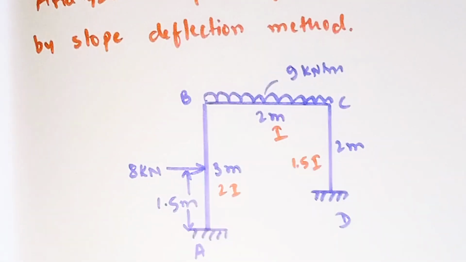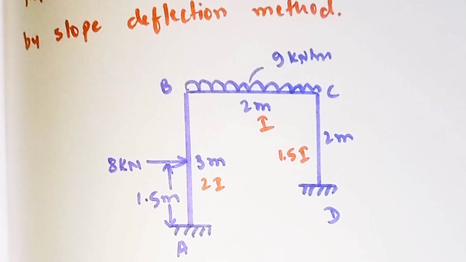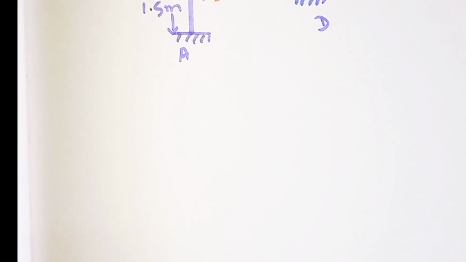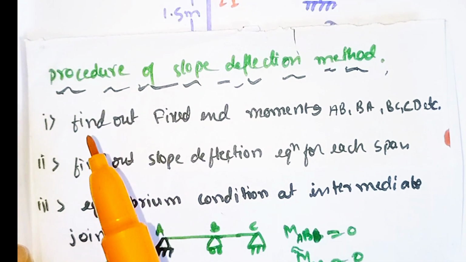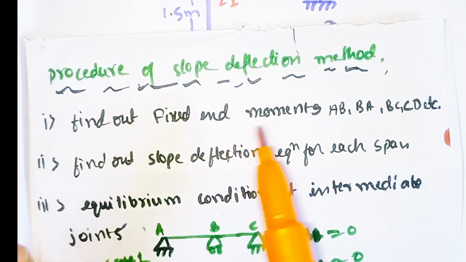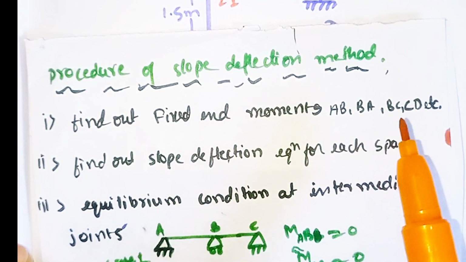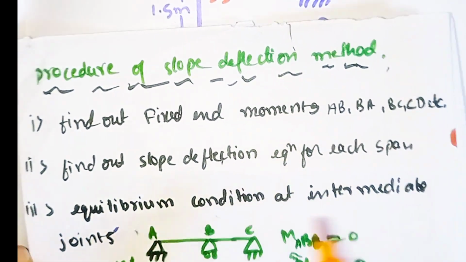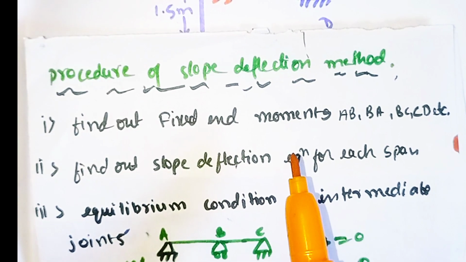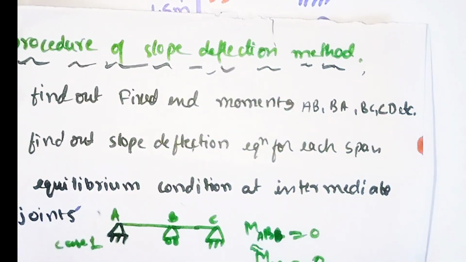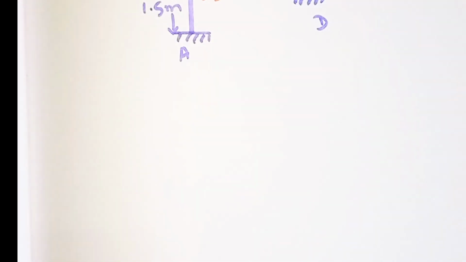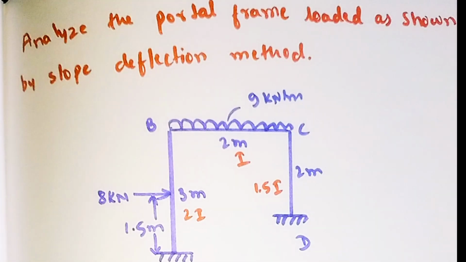So the first step is, as usual, Step number 1: find out the fixed end moments of each span, AB, BA, BC, CB, CD and DC. So this is our first step. We'll find the fixed end moment of each span.